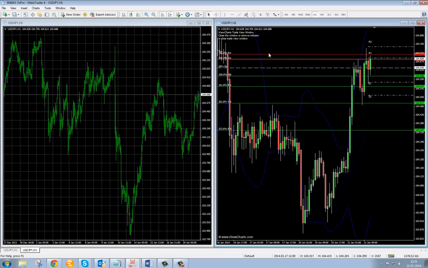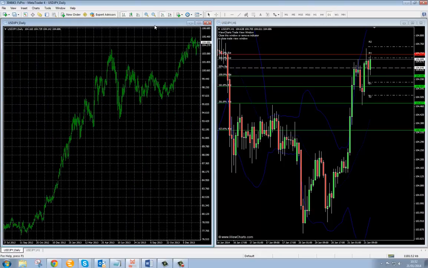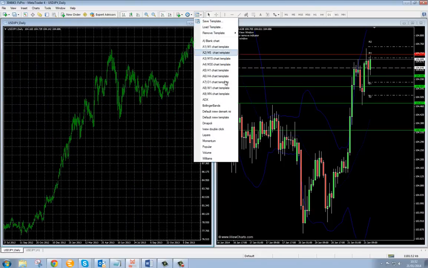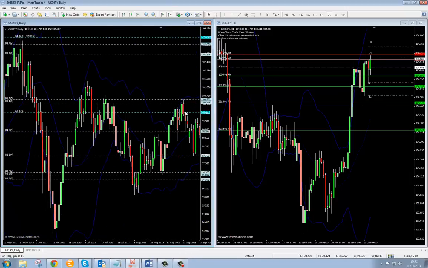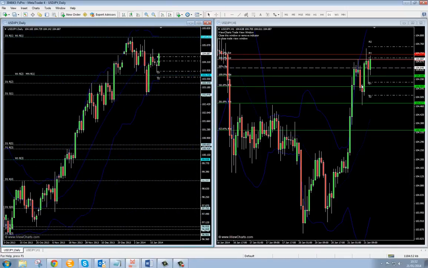So as I say, we've got the templates, and the templates are designed to make your life as easy as possible. So if you want to look at the US dollar, Japanese yen again, maybe we want to look at a daily chart this time. So just click on the daily time frame, go back to our templates, and add a daily chart template. Okay, so that allows us to see a daily view versus an hourly view.